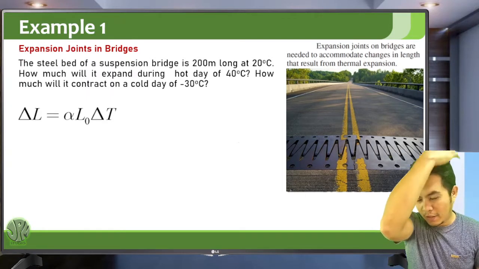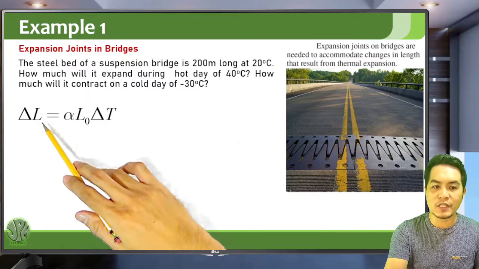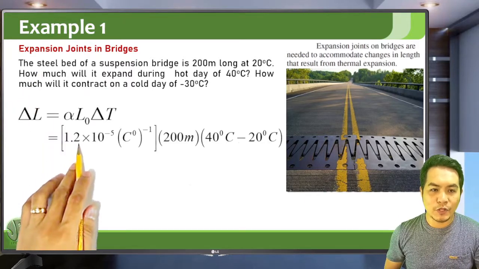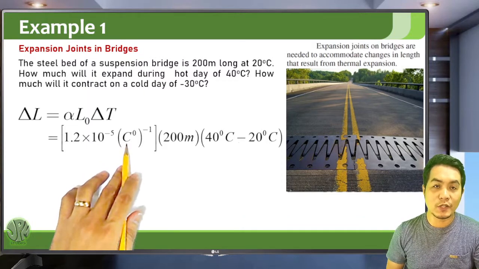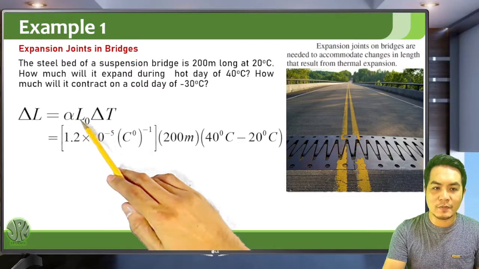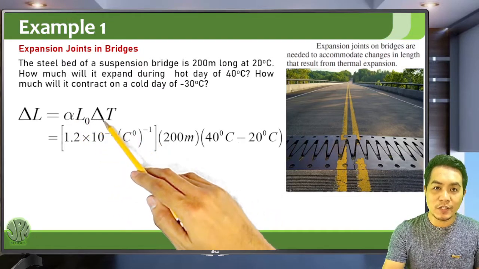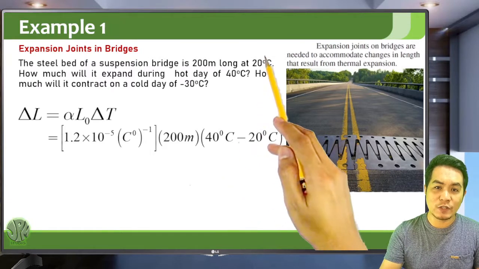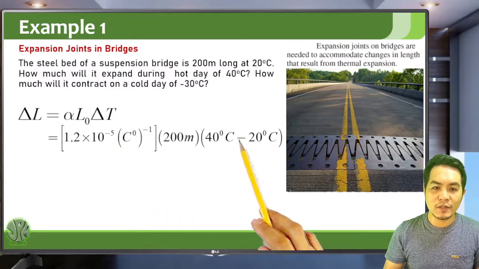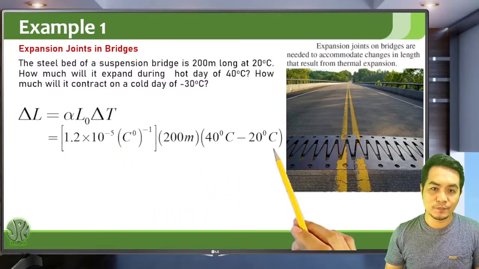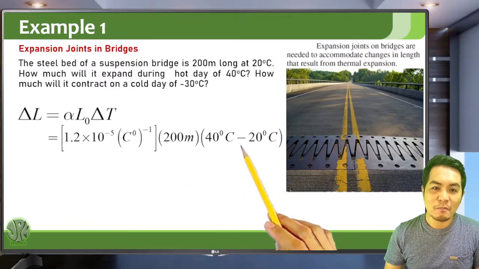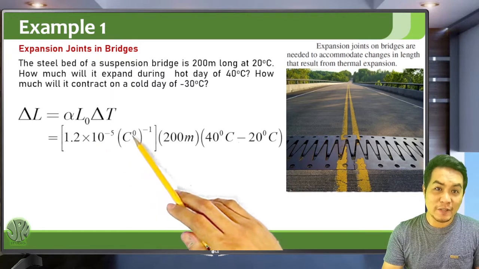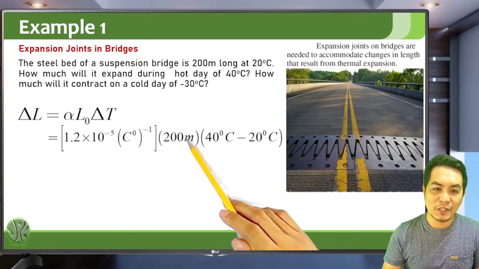For the hot day, 40 degrees Celsius is our final temperature. So we use the formula for the change in length. This is steel, and steel has an alpha of 1.2 times 10 to the negative 5 Kelvin inverse, or we can use the unit called Celsius degree inverse. Its initial length, L sub 0, is 200 meters. And the change in temperature is final temperature minus initial temperature. In this case, for the hot day, 40 degrees Celsius is the final temperature, minus the initial temperature of 20 degrees Celsius. You will notice that the unit for this difference in temperature is Celsius degree. So 40 degrees Celsius minus 20 degrees Celsius is equal to 20 Celsius degree. And the unit of alpha is Celsius degree inverse, so the two units cancel each other out. The final unit will be meters.